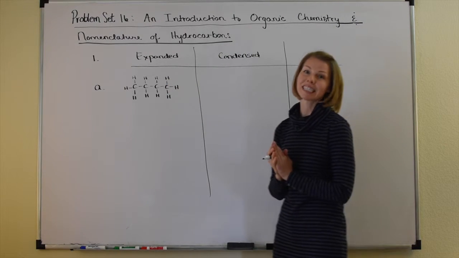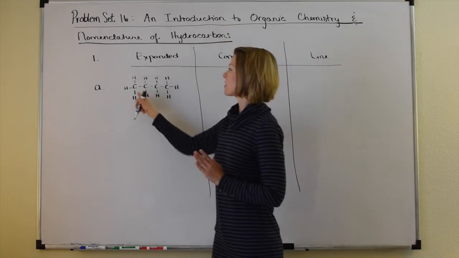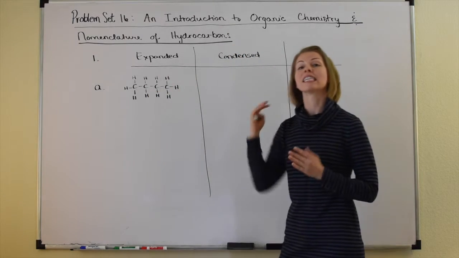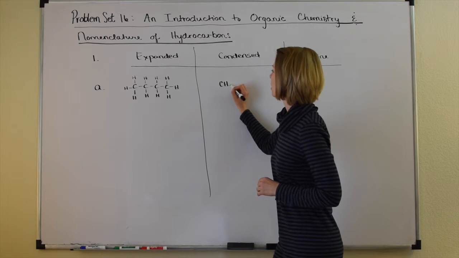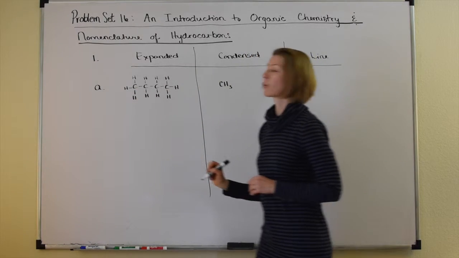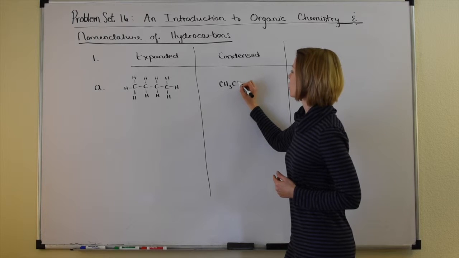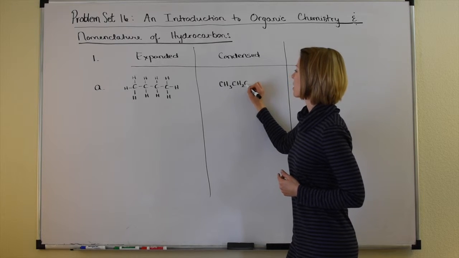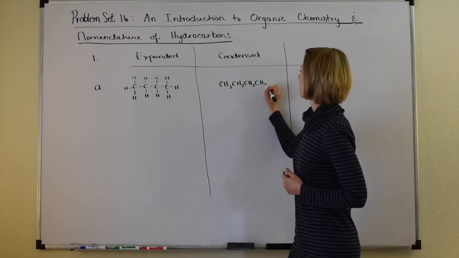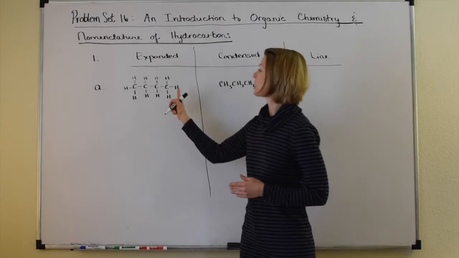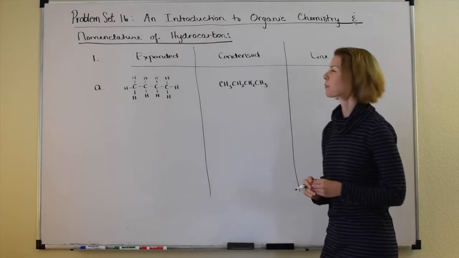Okay, condensed. We're not going to show any of these single bonds in our condensed structure. So we're just going to write CH3 for this terminal carbon, followed by a CH2 and another CH2. And finally, a CH3 for the last terminal carbon.